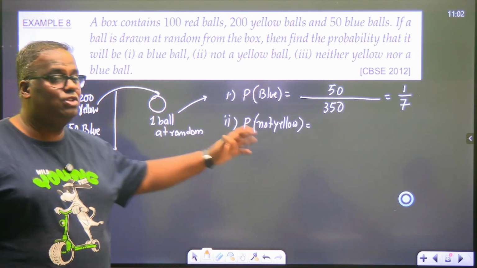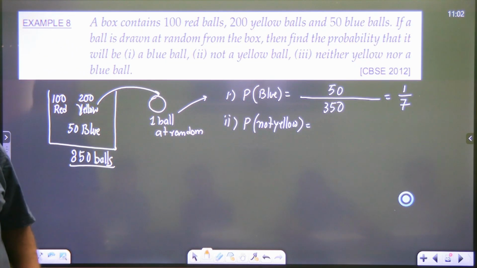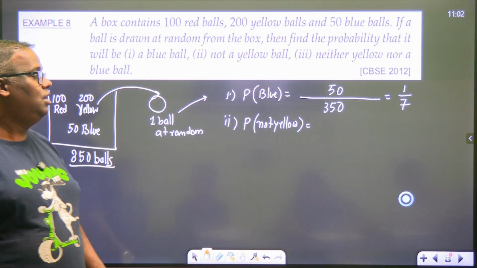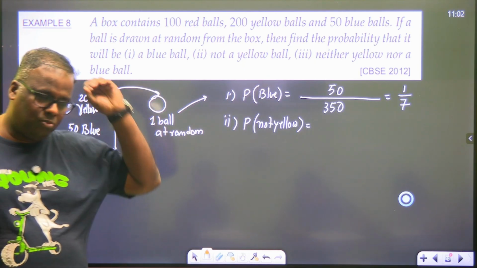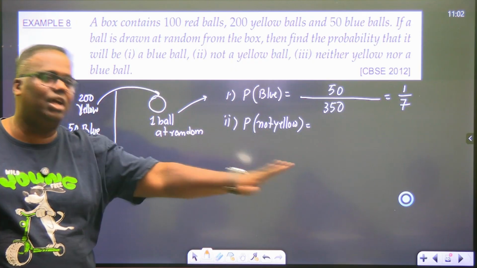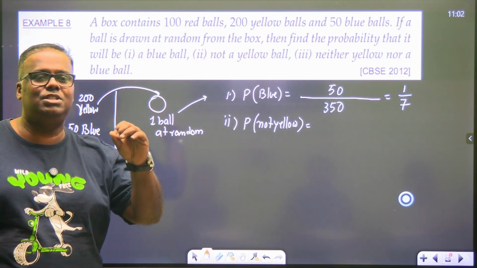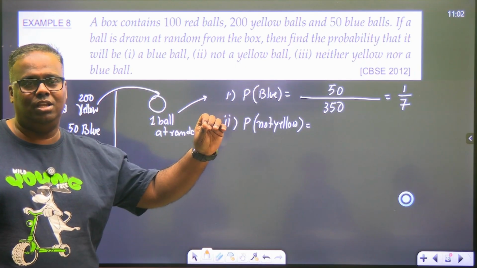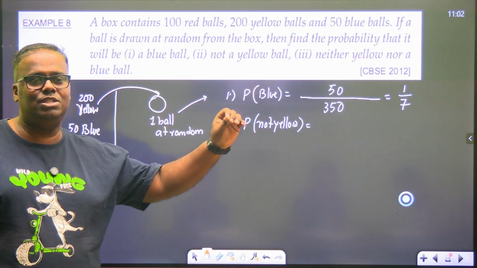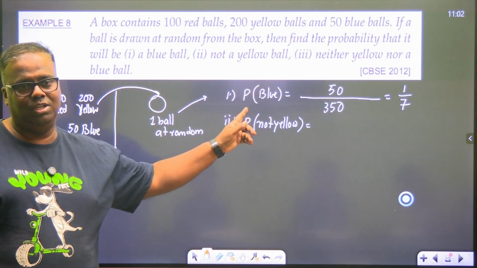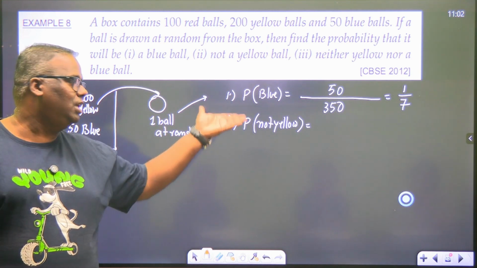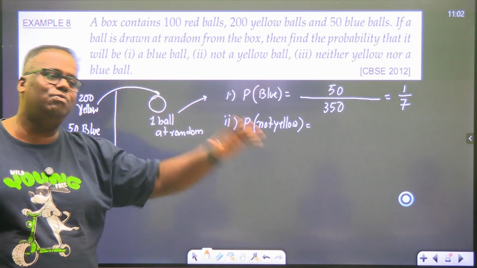We have been asked to find not a yellow. Not a yellow means... It's worst. I don't want that answer. This is the problem of a CBSE child versus a Cambridge child. The same question comes from a Cambridge child. They will not solve it this way. First they try to ask, why am I writing all these things? And you all are going that same way, 150, 250.